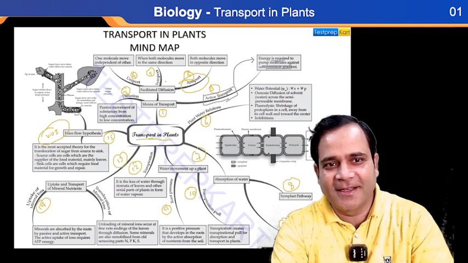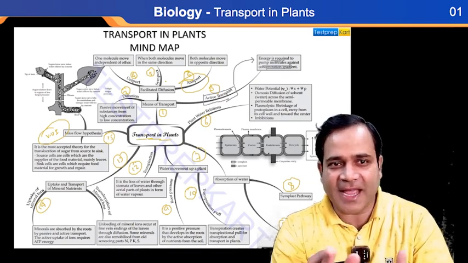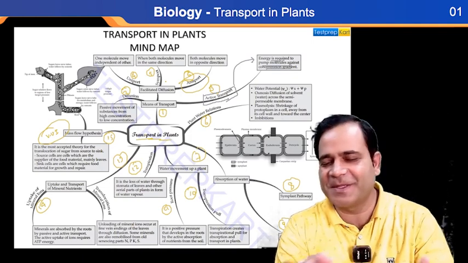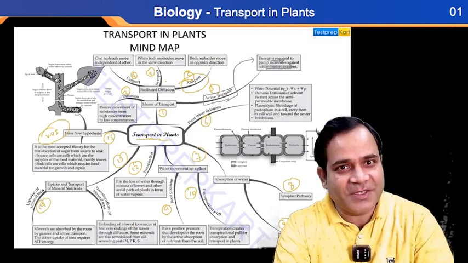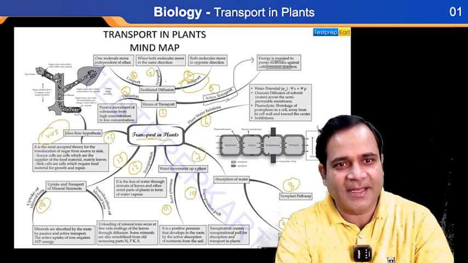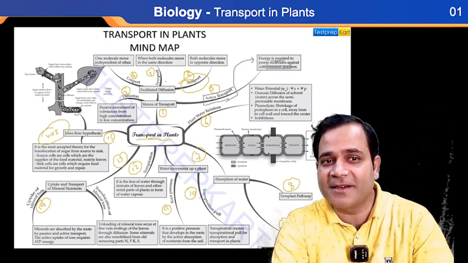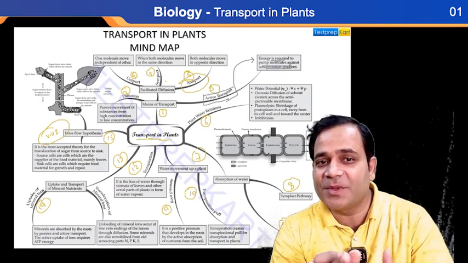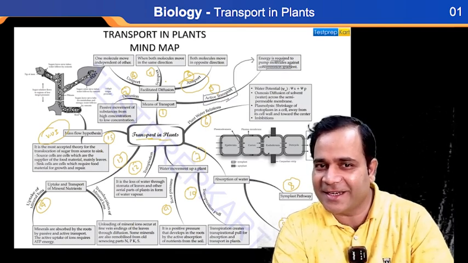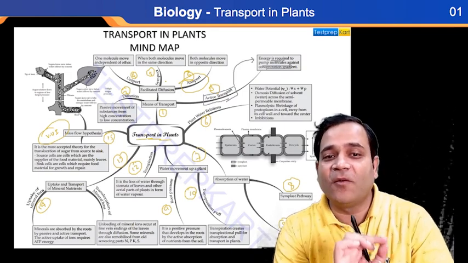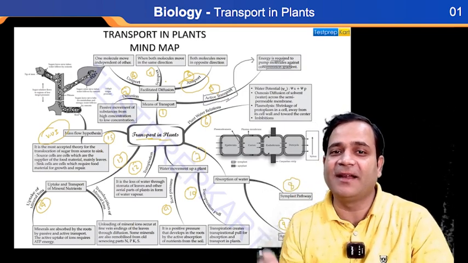Correct? So passive transport is clear, active transport is clear. These all are the means of transport, my dear. Facilitated diffusion is also clear. So in facilitated diffusion, how will the diffusion take place? That is in uniport, symport, antipode. Correct. Now the point here is to know about plant water relation, my dear.